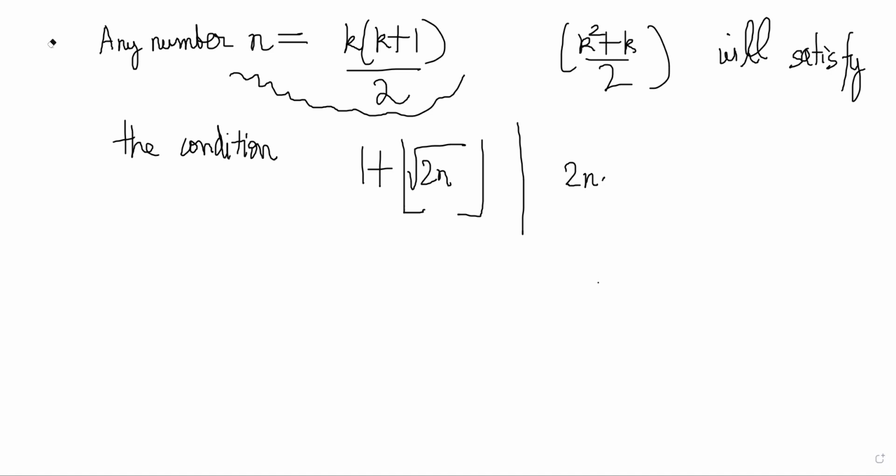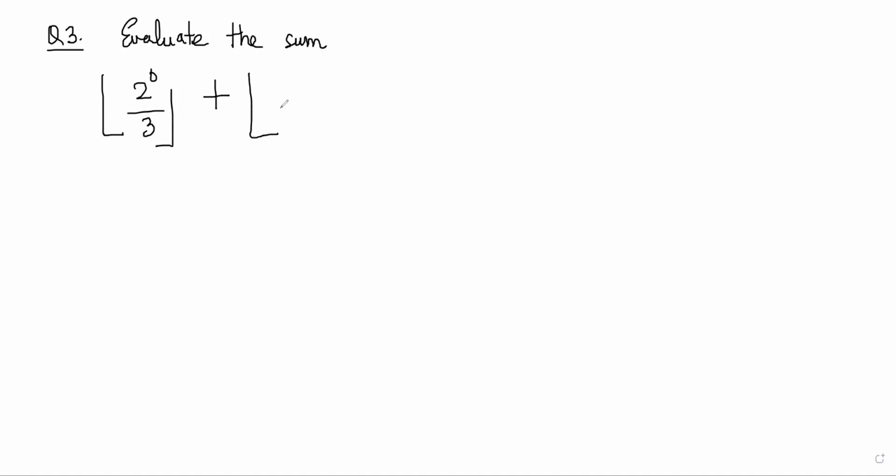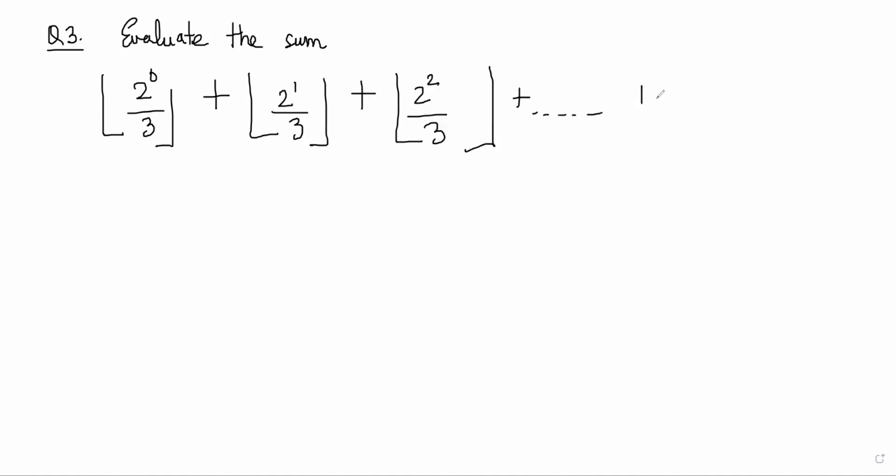Fine. The next problem that we'll look at is this one. Evaluate the sum fraction GIF of 2 power 0 by 3 plus GIF of 2 power 1 by 3 plus GIF of 2 power 2 by 3 and so on till GIF of 2 power 1000 by 3.